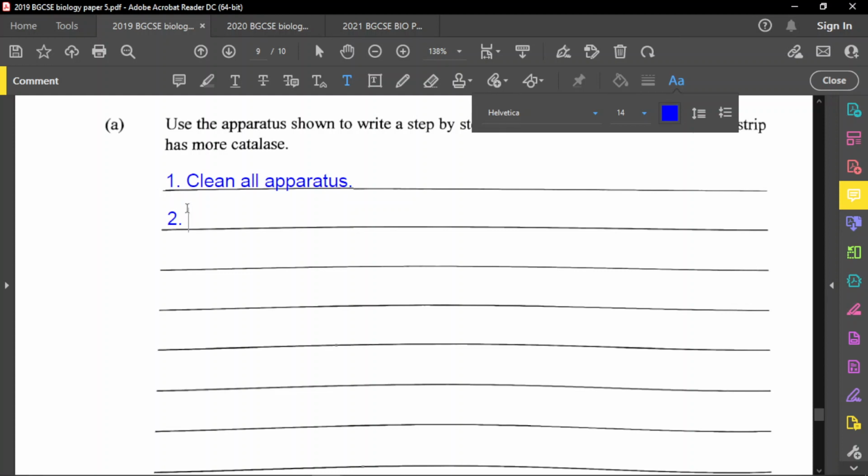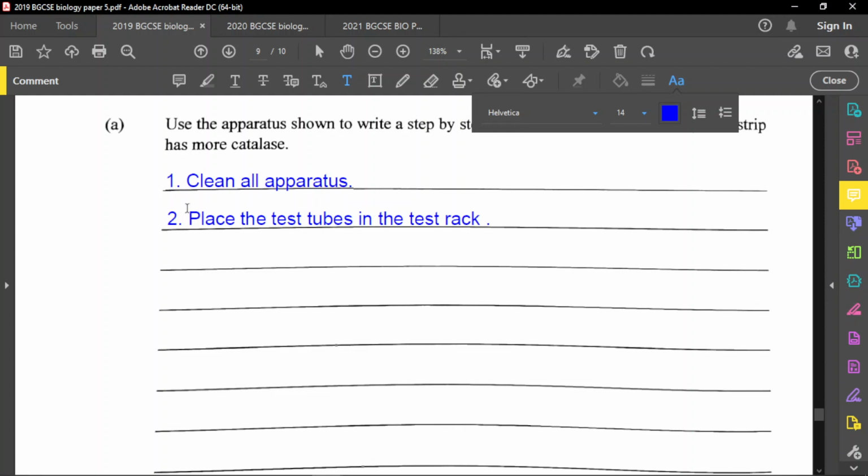The opposite is bad. All right, so the second step is to place the test tubes in the test tube rack. So you're going to do that. Place them in the rack. That's the next thing you want to do.